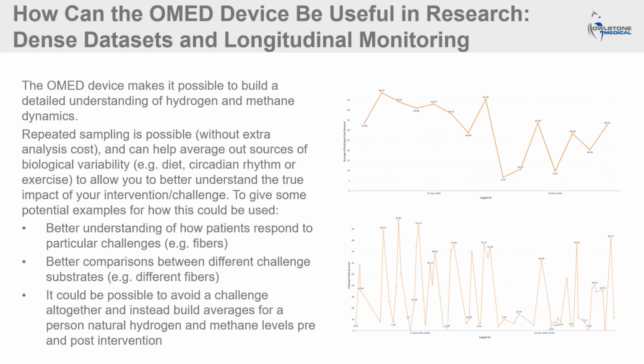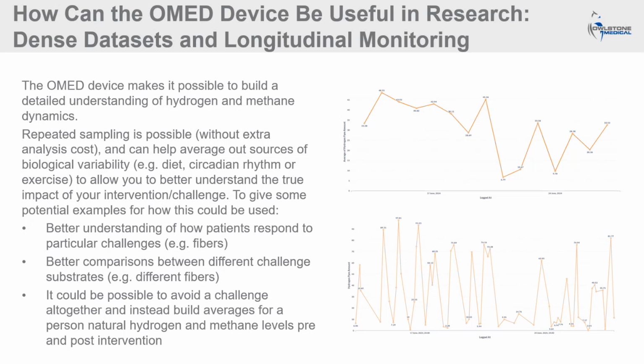This ultimately helps you to average out some of those sources of biological variability, as Rui was talking about, things like diet, circadian rhythm and exercise, which could help you ultimately to better understand the true impact of any intervention or challenge you might be giving in a research study.